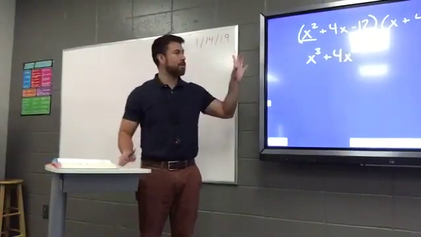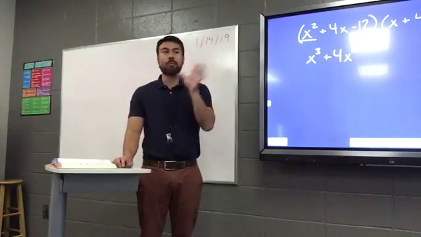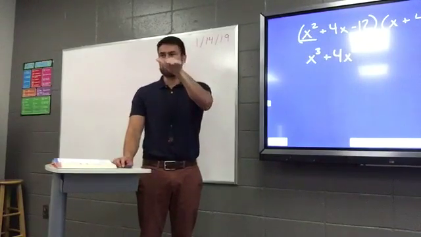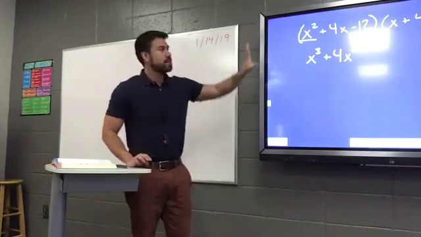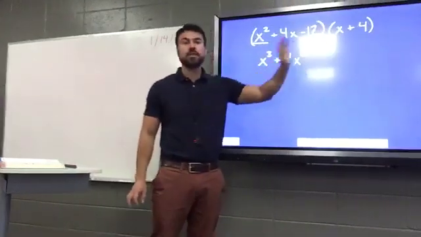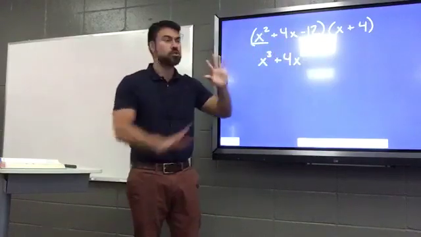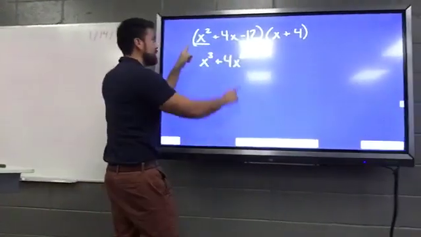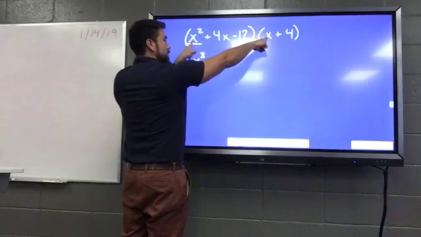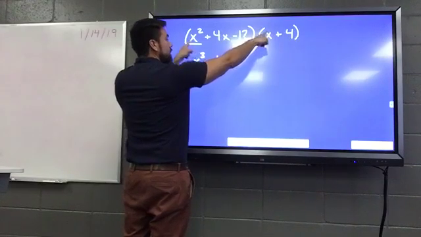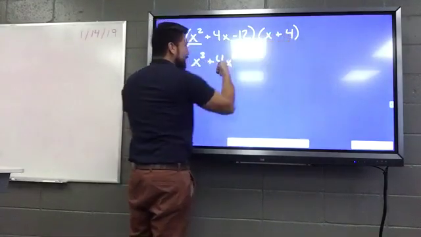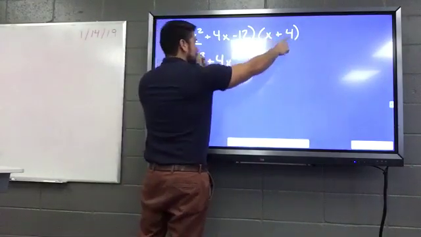Now, actually, I'm going to pause here. How many of you remember FOIL? First, outer, inner, last. This is a trinomial times a binomial. Let's try FOIL real quick. Let's just see if it works. Don't write anything. First would be these two, right? Okay, outer would be those two. And I got that so far, right?